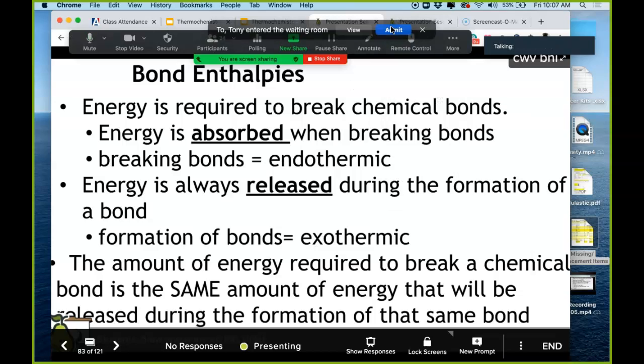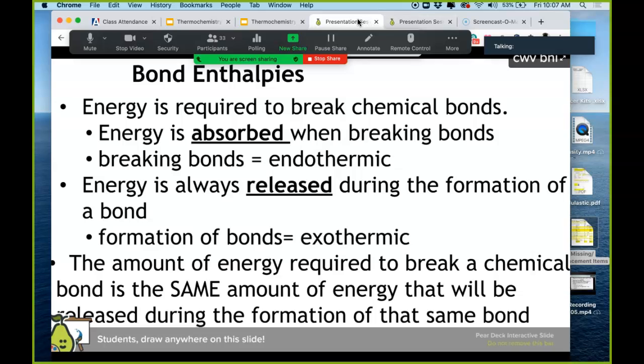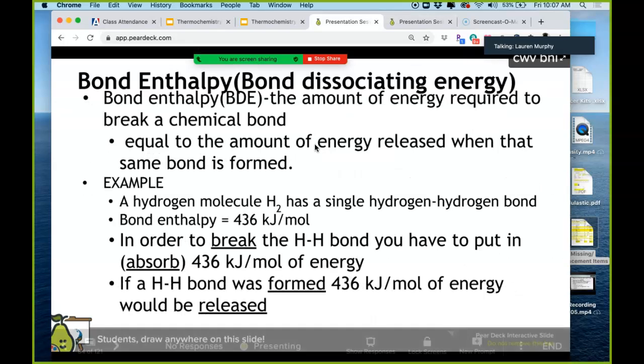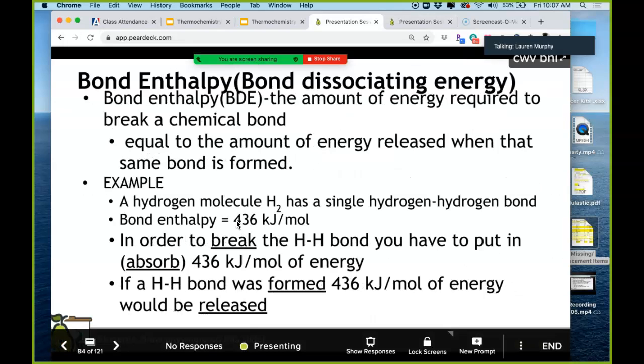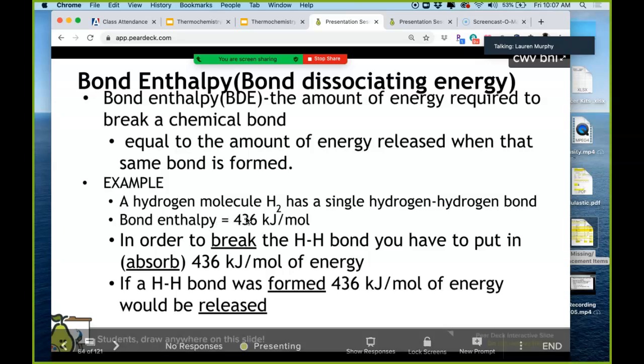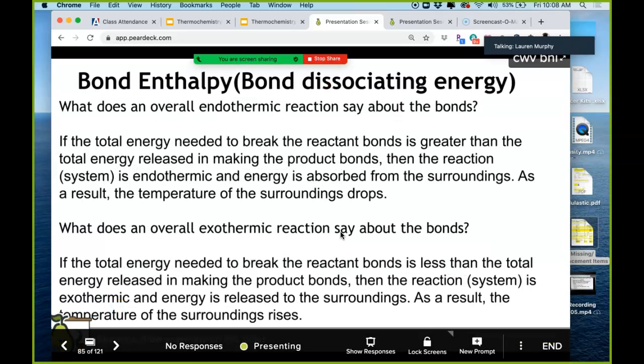Now, let's say a hydrogen-hydrogen bond requires 436 kilojoules per mole of heat to be broken. That would mean that the same amount of heat is released when a new hydrogen-hydrogen bond is formed. They're just the same number but opposite processes. So that's bond dissociation energy, or bond enthalpy.